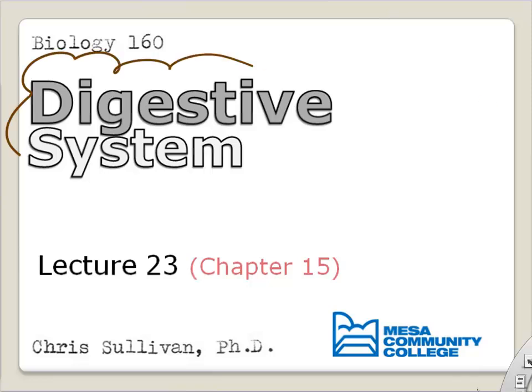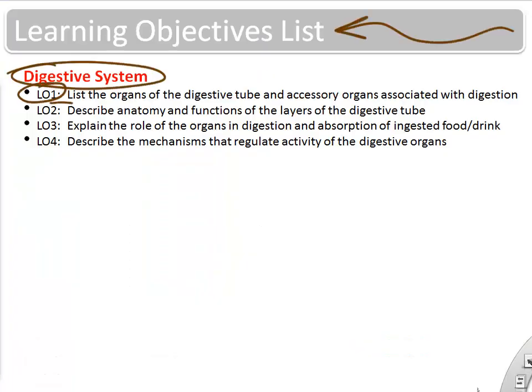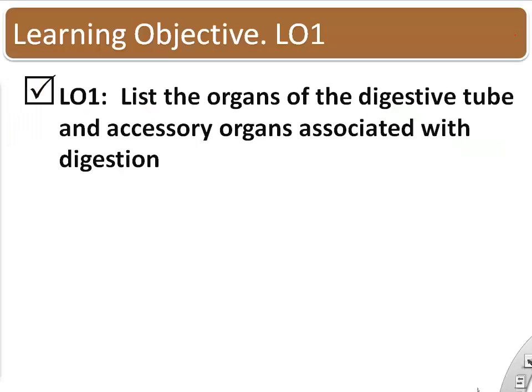This video covers the digestive system. The learning objectives that we'll cover include listing the organs of the digestive system, the layers of the digestive tube, the role of each of the organs in digestion and absorption, as well as regulation.